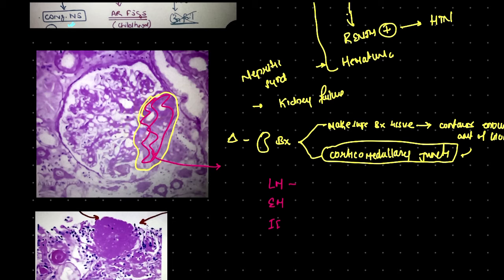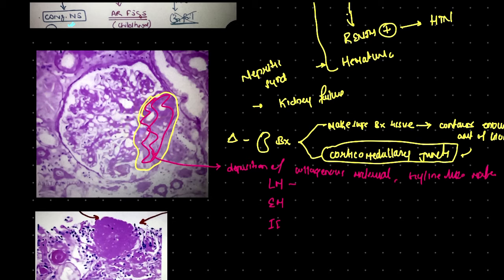This pinkish color, maximum in this region, shows that there is deposition of collagenous material, hyaline-like material. That is sclerosis. This contains deposition of collagenous material, and that is hyaline-like material.